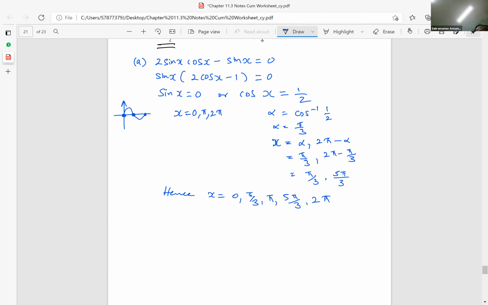Are you all clear? Of course, you must always remember to check this answer by putting it back to see whether it is still valid or not. The validity must always be checked. Clear?